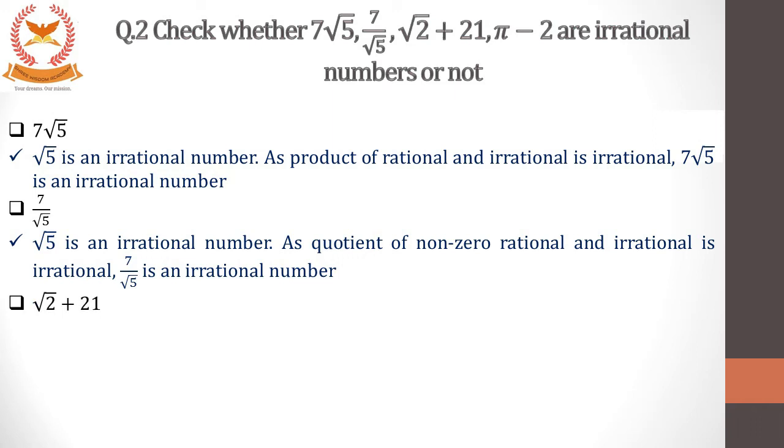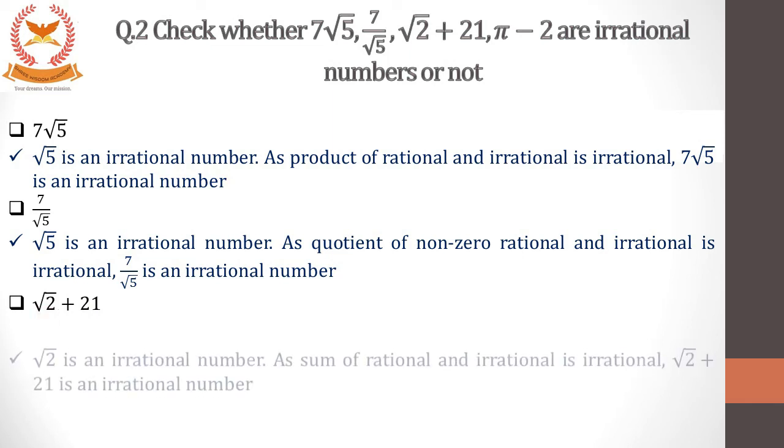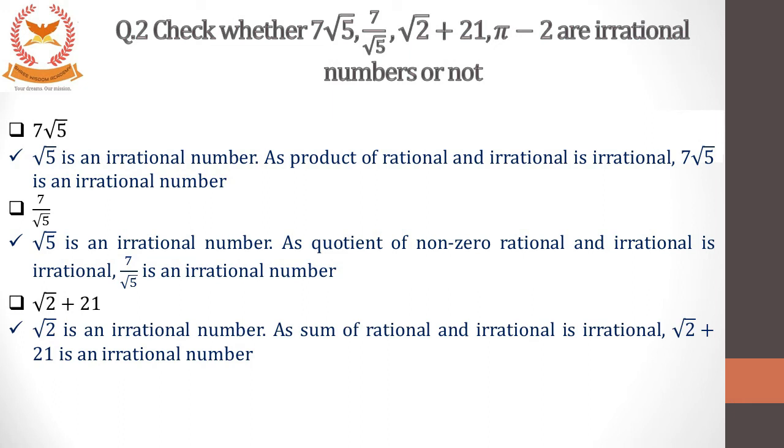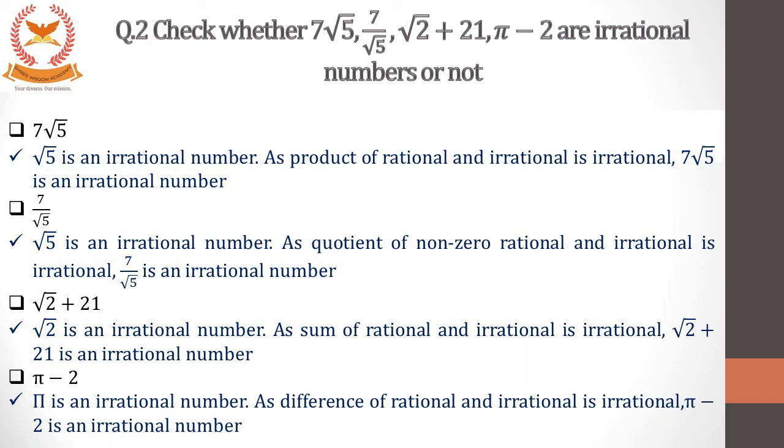Next, root 2 plus 21. Now root 2 is an irrational number and 21 is a rational number. और ये भी हमने देखा हुआ है, sum of rational and irrational is always an irrational number, correct? Next, pi minus 2. Now pi is an irrational number and 2 is a rational number, and the difference between rational and irrational is always an irrational number, correct?